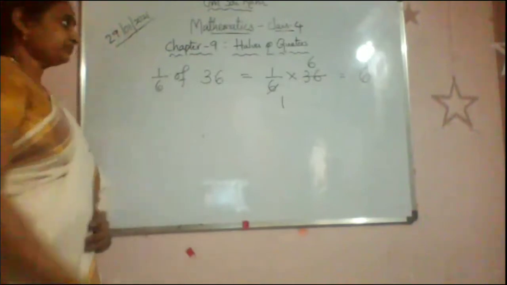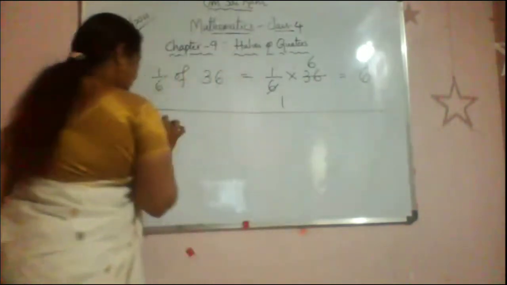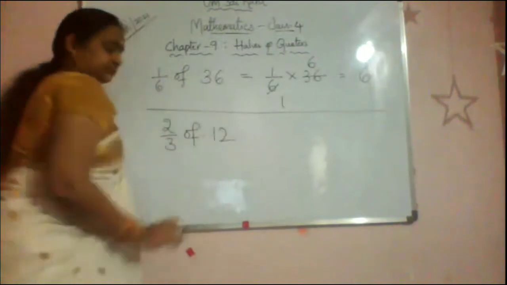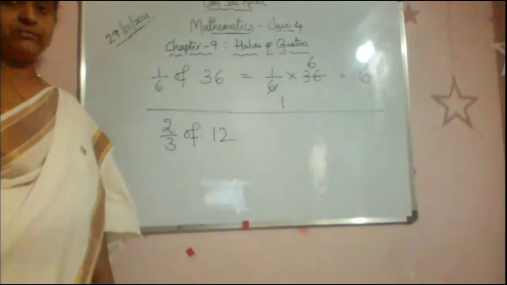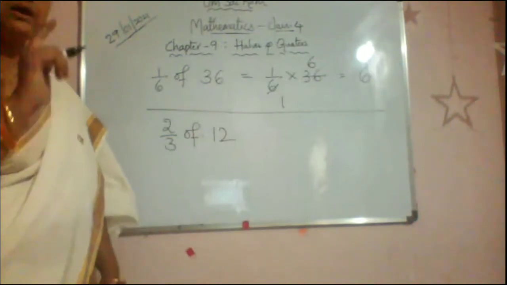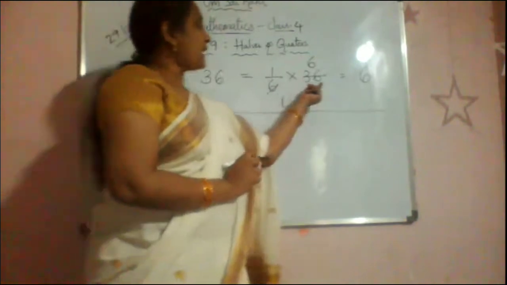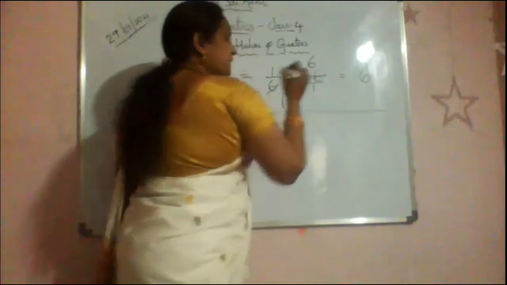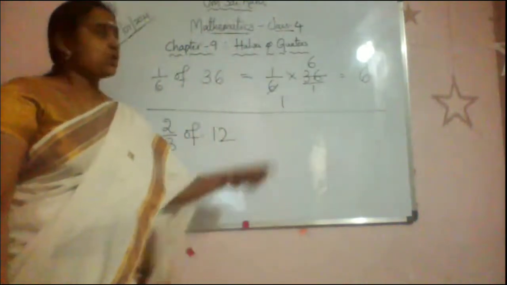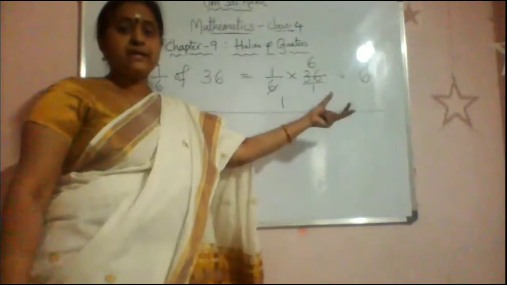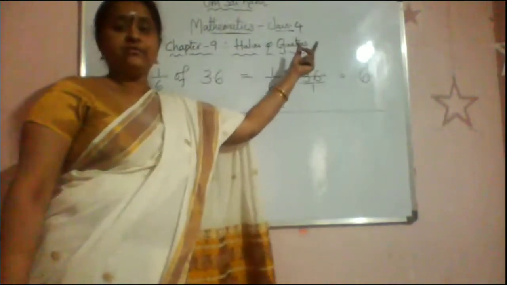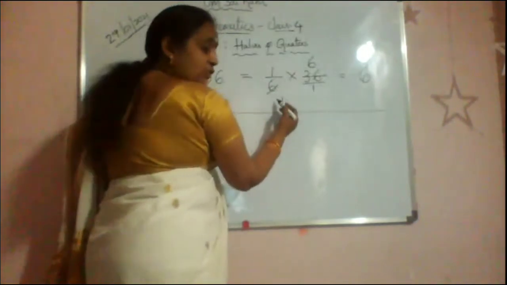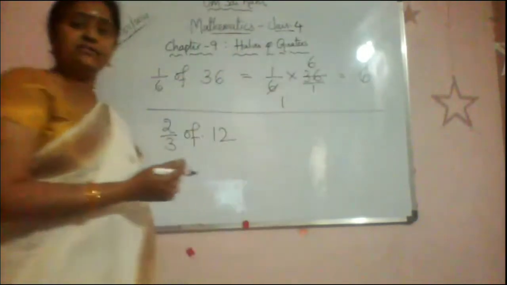Okay, children? Two-third of 12. Two-third of 12. Observe this once. When we are writing 36, the number is in the numerator. When only one number is there, you have to feel that it is the numerator. So the value in the denominator and the value in the numerator, we can divide.